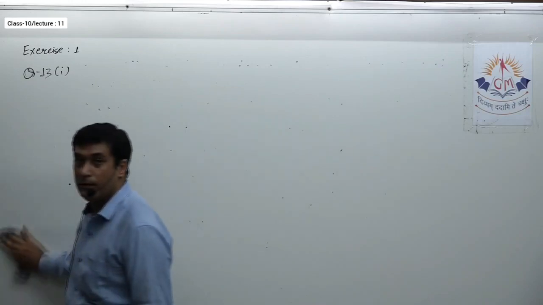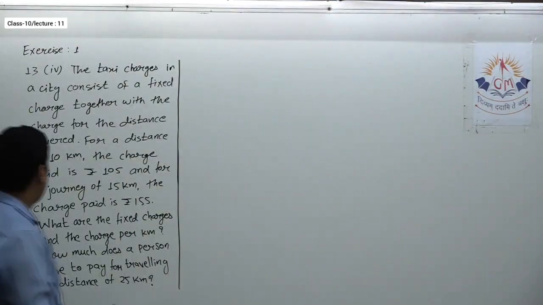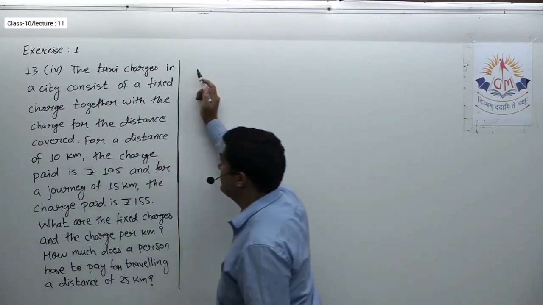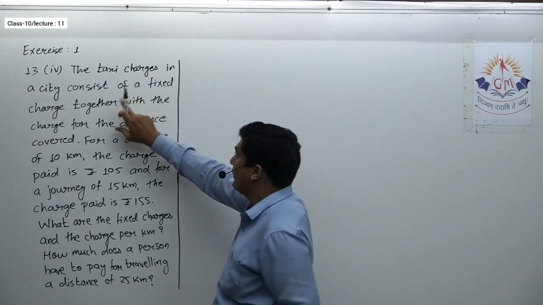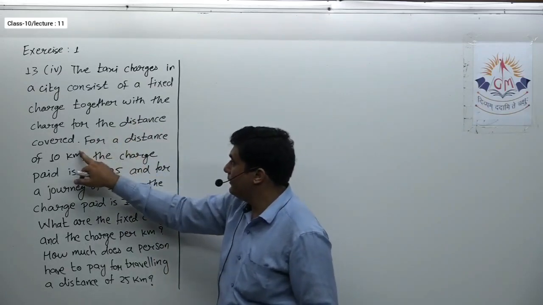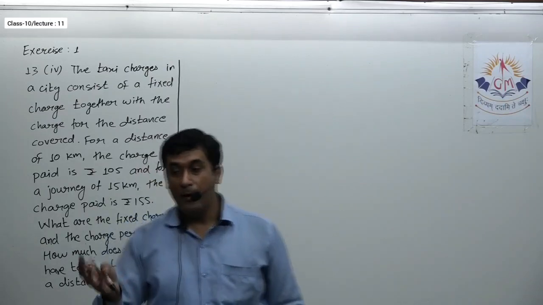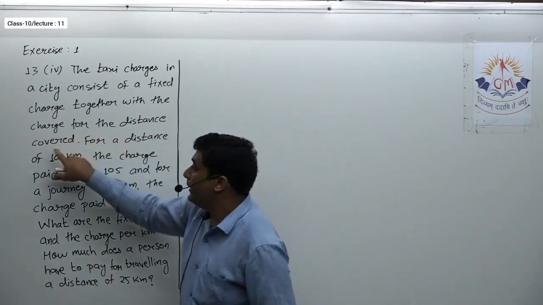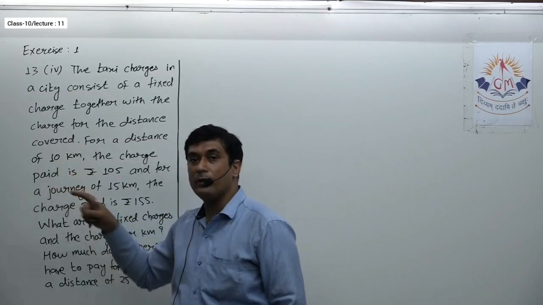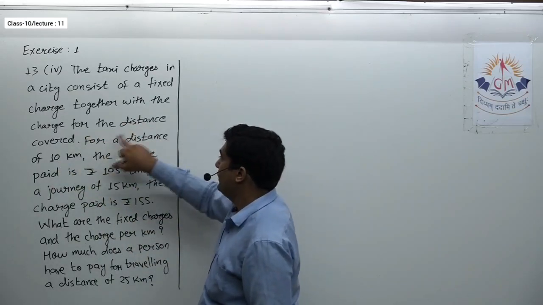Okay, now we'll see the third part of question number 13. So this is the next question. The taxi charges in a city consist of a fixed charge together with the charge for the distance covered. That means there is a fixed charge that you have to pay, and the remaining portion of the charge is based on how much distance you will cover.